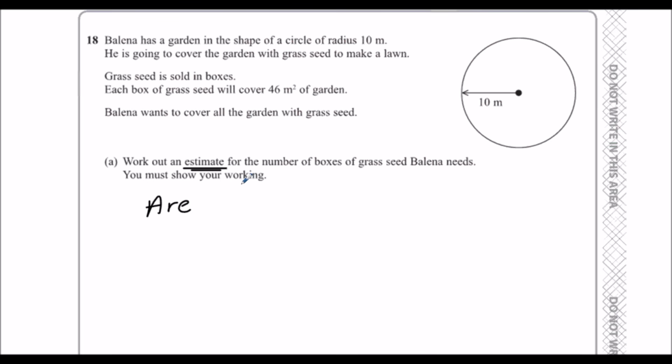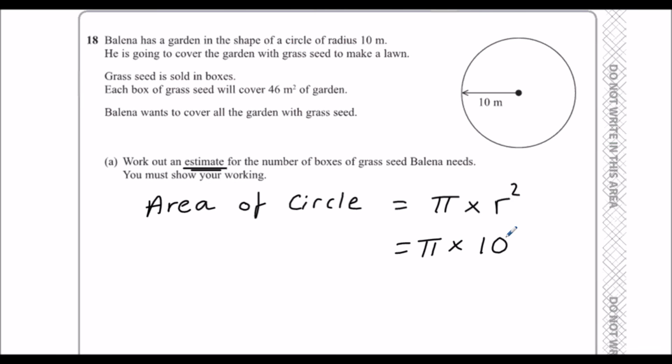And it's an estimate, really important word, estimate. So we don't have a calculator, so we're going to be using rounded numbers in our calculation. The area of a circle is pi times the radius squared. So the area of the garden is pi times 10 squared.